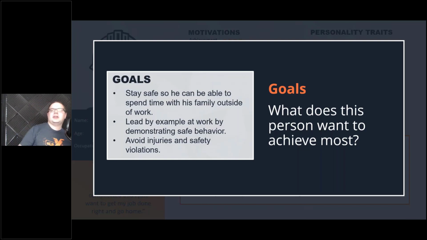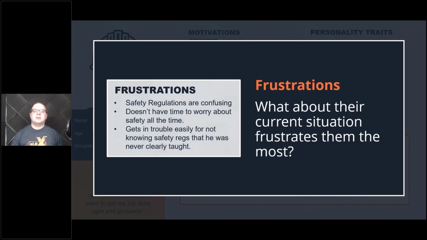Okay, great, fantastic. Here, we just got done talking about goals. So these are things that people want to achieve that we want to help them achieve. But on the flip side of that, you have their frustrations. These are things about their situation that frustrate them the most, and you want to keep these in mind because you want to try to combat them as you're developing your training. So for Sean, his problems are that safety regulations are super confusing.